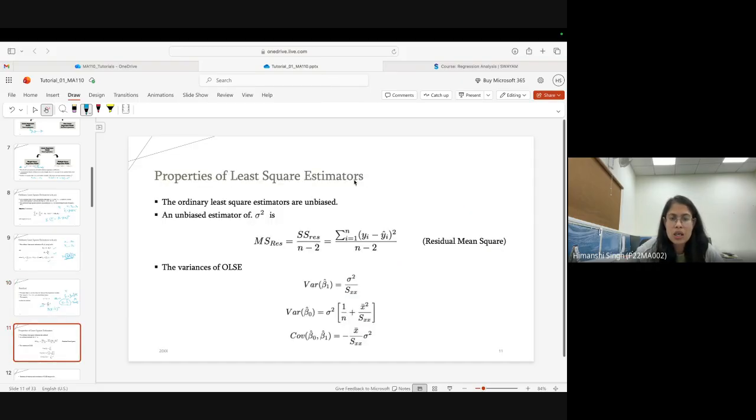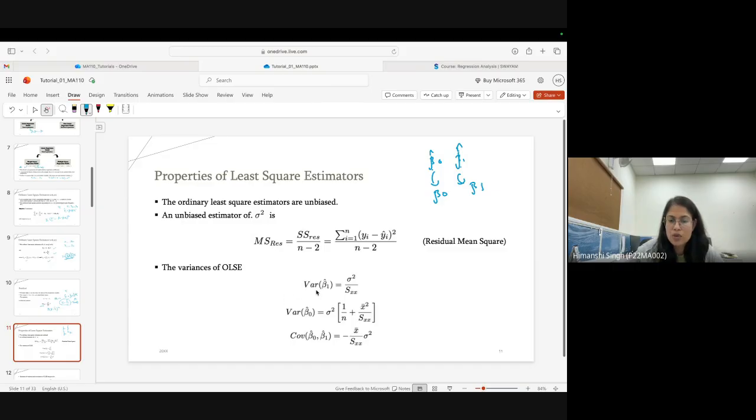Apart from this, we have also found these estimators beta naught hat and beta 1 hat. Now what are the properties of these estimators? Both the estimators are unbiased estimators: this is an unbiased estimator of beta naught, and this is an unbiased estimator of beta 1. So the expected value of beta naught hat is beta naught, and the expected value of beta 1 hat is beta 1. Since they are unbiased estimators, what are the variances of beta naught hat and beta 1 hat?